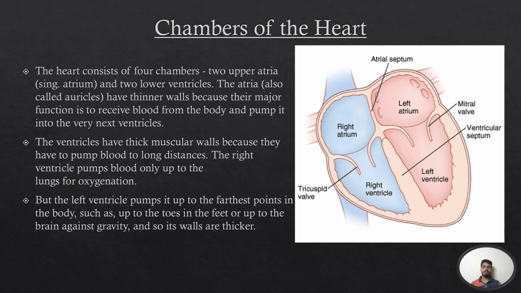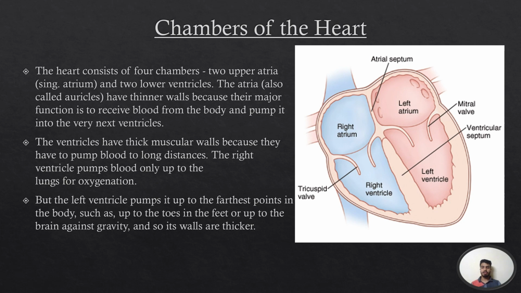The right ventricle pumps the blood to the lungs for the purpose of oxygenation, whereas the left ventricle, which has a much thicker muscle wall, pumps the blood to different parts of our body, including the farthest ends, to our toes, and against gravity to our brain, where more force is necessary for the transportation of the blood in this process.